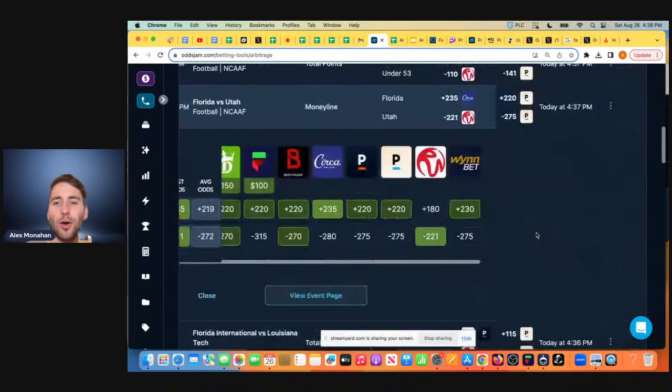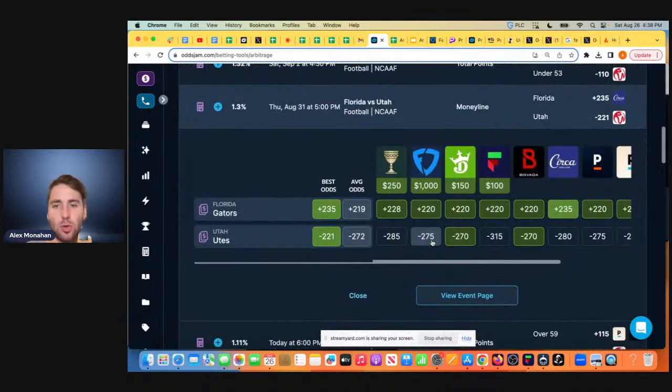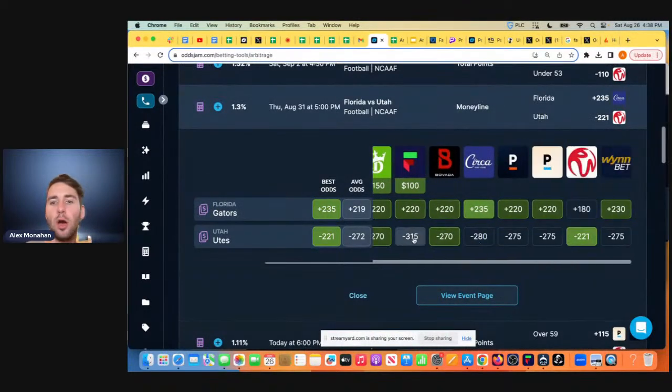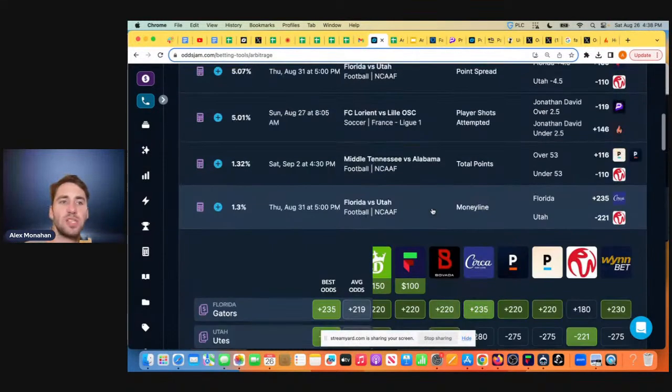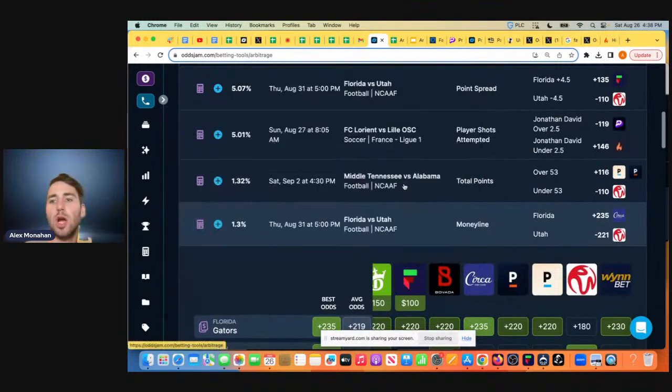Again, it's crazy. All these books have different prices or different odds from one another. All these other books have this around minus 280. Resorts World has this at minus 221. Circa has the line at plus 235 for the opposing team, the Florida Gators. So how can we turn this into a risk-free profit with the OddsJam arbitrage betting tool?